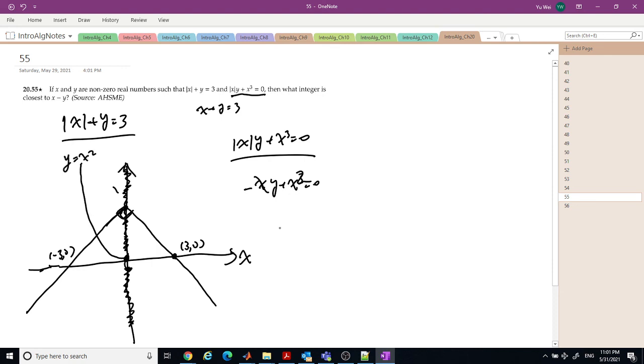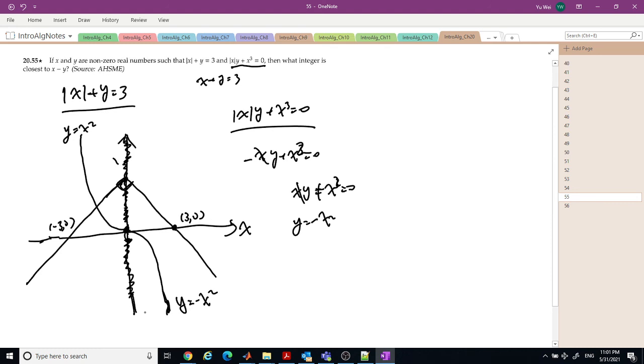Otherwise, if positive, you can add y equals plus x cubed equals 0. You can cancel it. Then you can see it's y equals negative x squared. So after we draw this, now we can see how to do it.